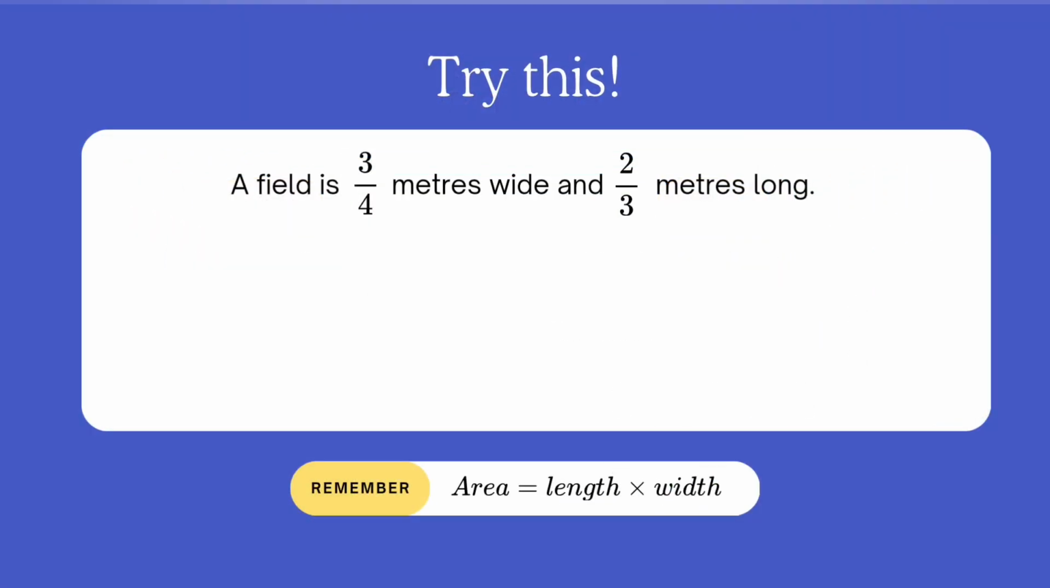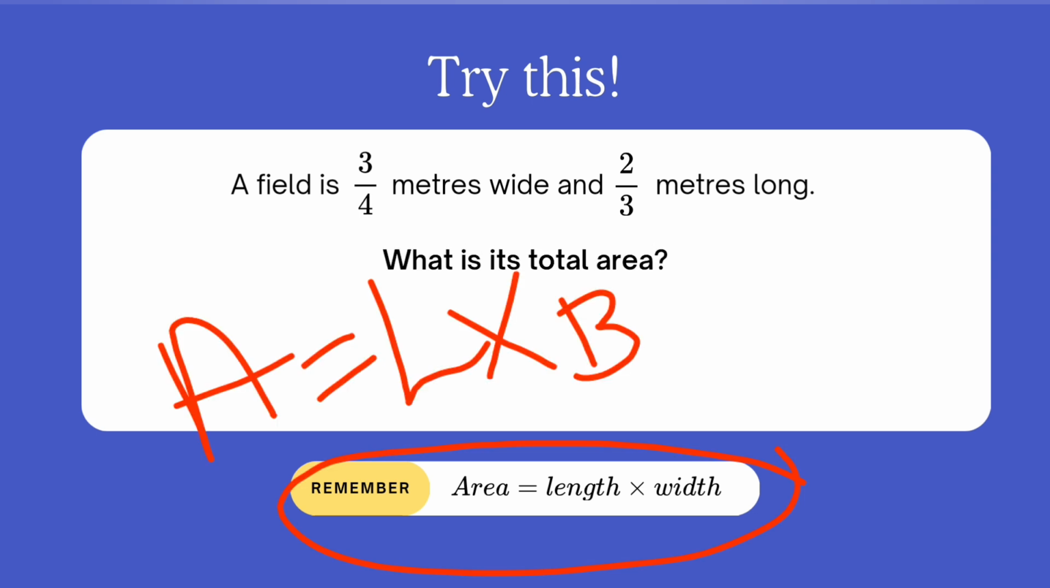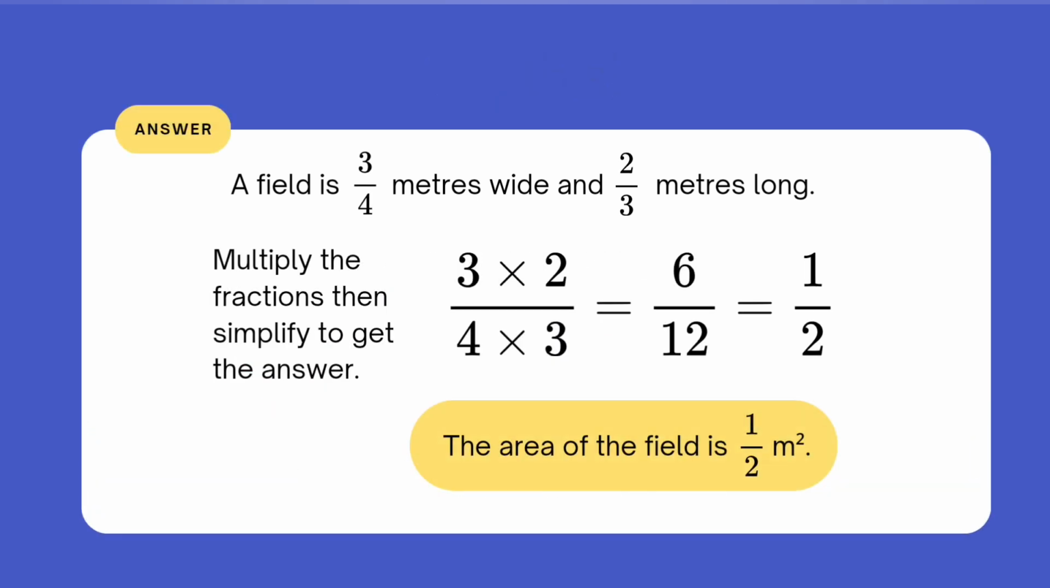Let's try this. Okay, a field is 3 by 4 meters wide and 2 by 3 meters long. So what is the total area? As you know, the formula for area is length into width, or we can say length into breadth. So here you have to just multiply length with width.